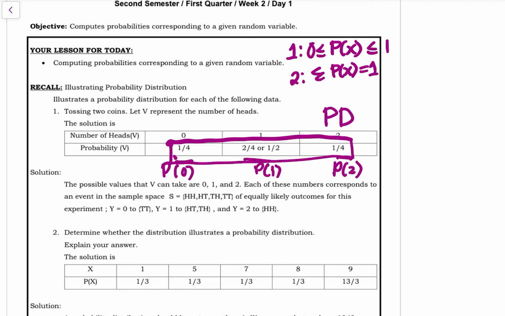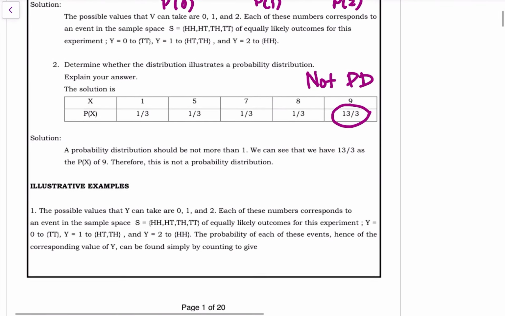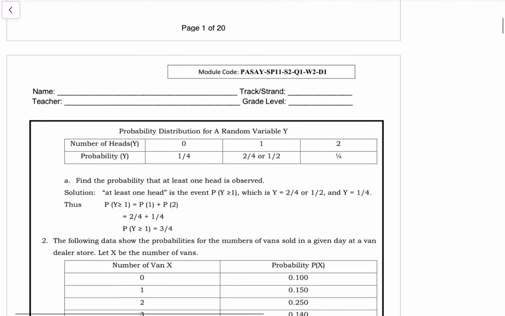Now for the next one naman, for the next table, obviously this is not a probability distribution. That number makes it not a probability distribution kasi 13/3 is an improper fraction greater than 1. Hindi na siya agad pasok dun sa ating property number 1. Okay? So, let's have more illustrative examples here.